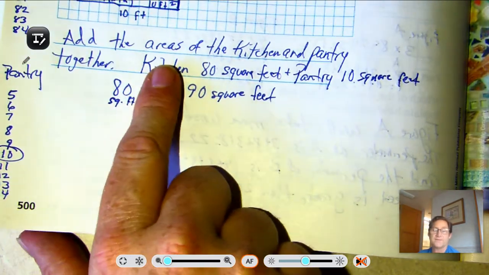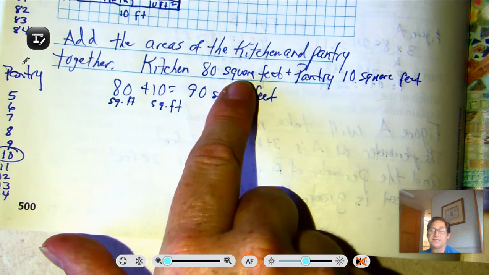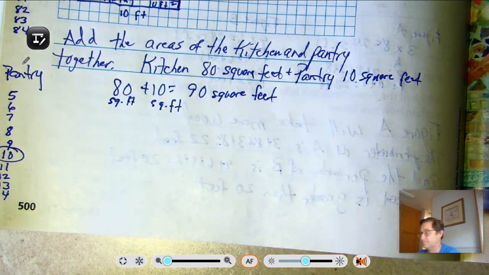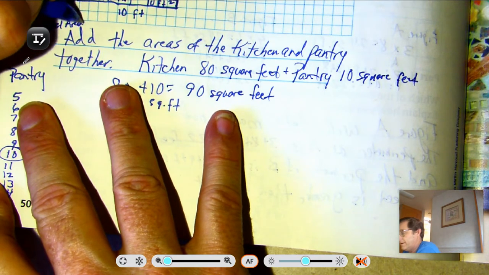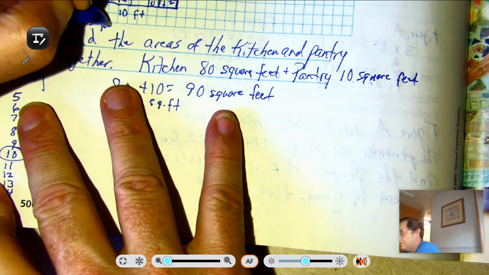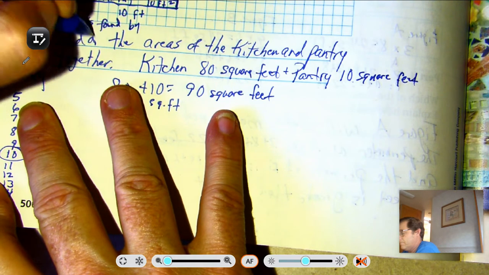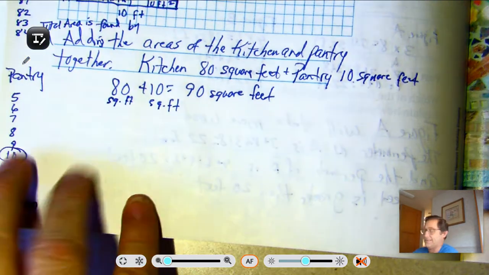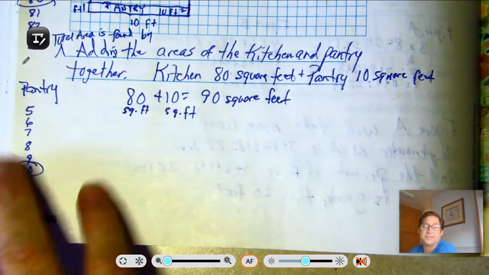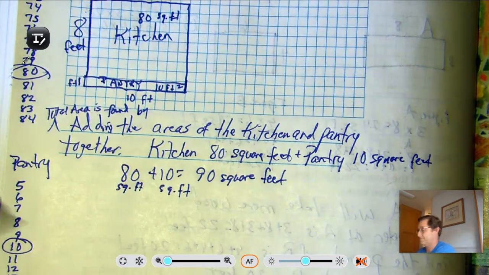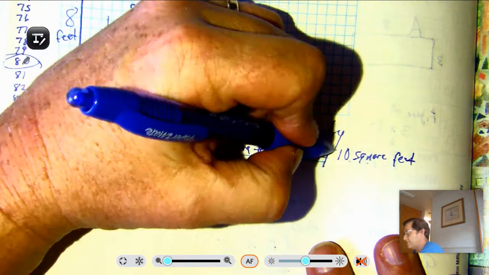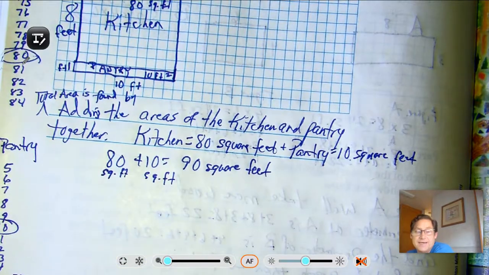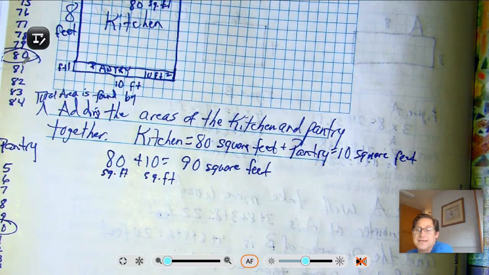Well, the total area is found by adding the areas of the kitchen and the pantry together. Total area is found by adding the areas of the kitchen and pantry together. The kitchen equals 80 square feet plus the pantry equals 10 square feet. 80 square feet plus 10 square feet is 90 square feet.